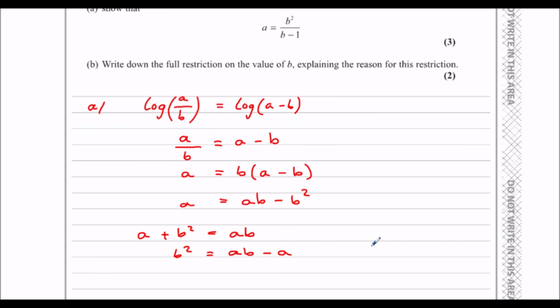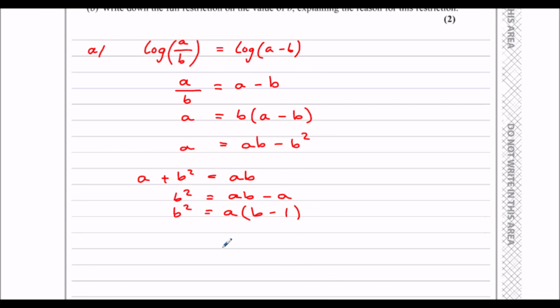And then take away a from both sides. Then we can factorize out the a. So a times b makes ab. A times -1 makes negative a. Now we're almost there. Divide both sides by b minus 1. So a is equal to b squared over b minus 1. And that's what we wanted.